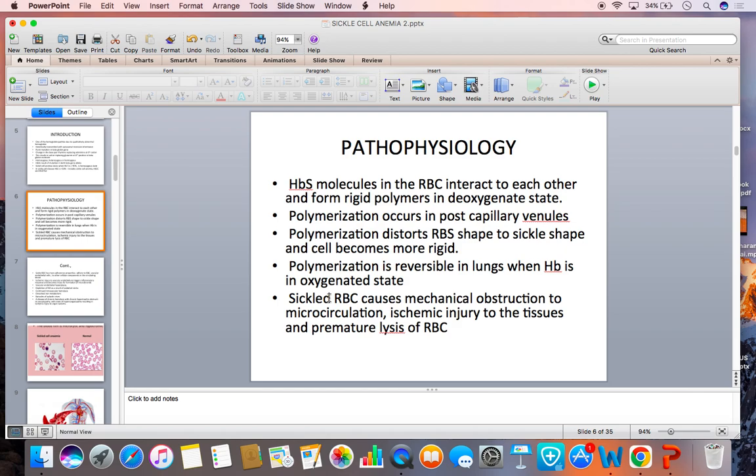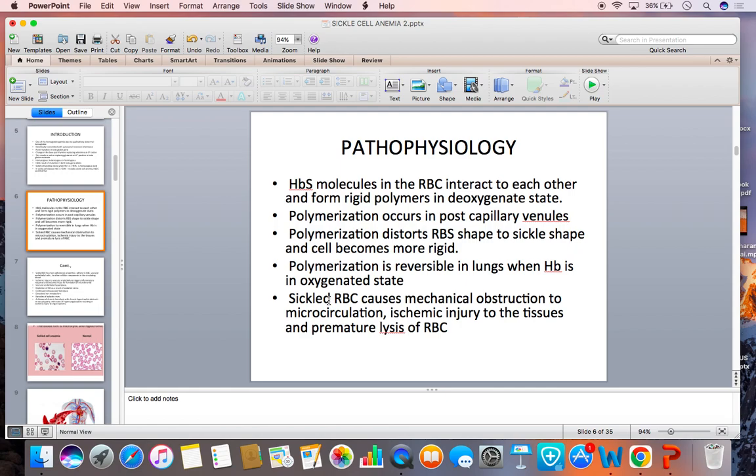Okay? This results in distortion of the RBC shape to a sickle shape, and the cell becomes more rigid. Polymerization is reversible in the lungs when Hb is in the oxygenated state. Sickle RBCs cause mechanical obstruction to the microcirculation, ischemic injury to tissues, and premature lysis of the RBC.